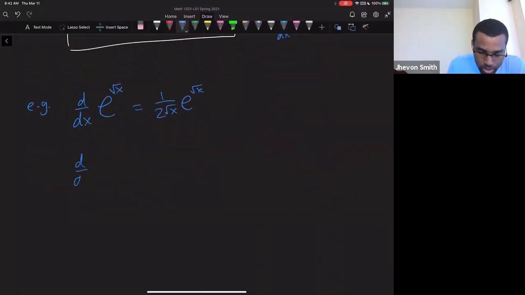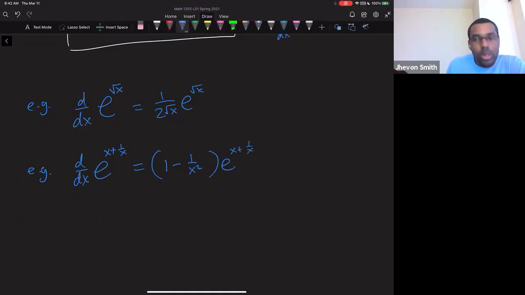The derivative of e to the 1 plus 1 over x. Let's make it a little nicer. Let's do x plus 1 over x. That is going to be the derivative of the power times the original function. So the chain rule allows us to differentiate something way more complicated, and with ease pretty much as well.